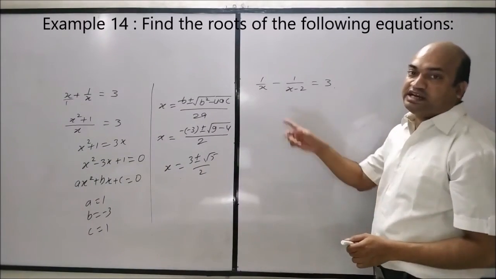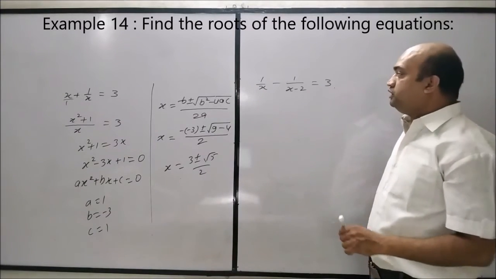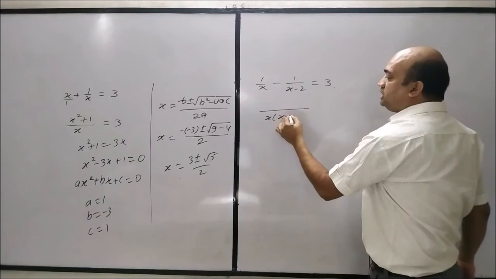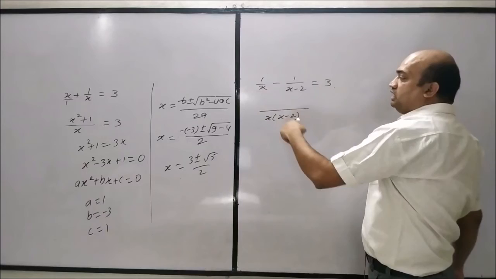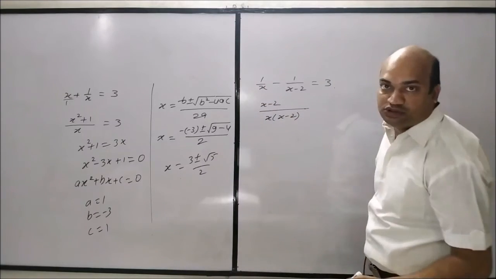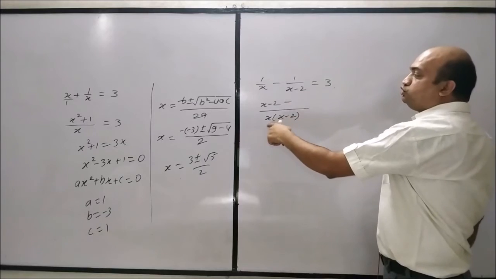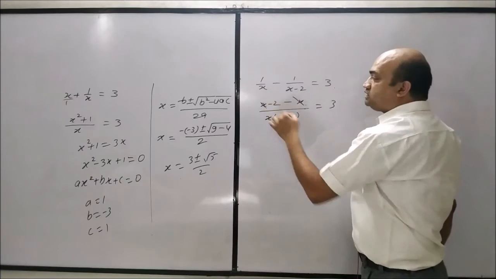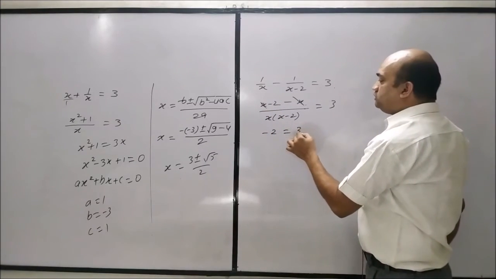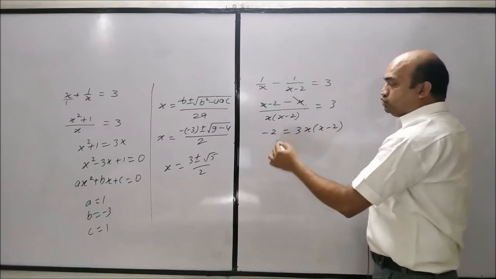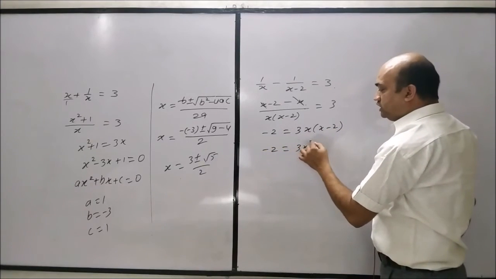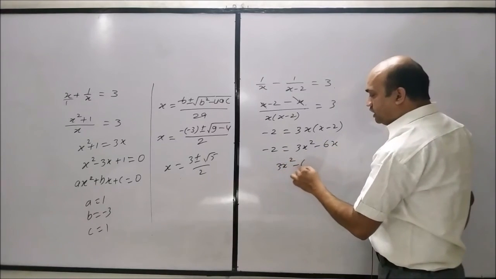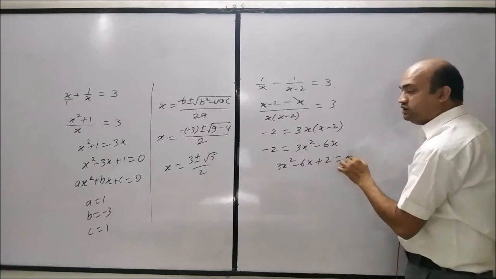This is another question, the second part of example number 14. We have to find the roots of this quadratic equation. We take here LCM. LCM will be x into x minus 2, and this we divide by x minus 2 we will get, that we multiply to the numerator, and this we divide by x minus 2 we will get x, that we multiply to the numerator. 3 same, this we cross multiply here. Here minus x and plus x we cancel. It is minus 2 is equal to 3x into x minus 2, that is minus 2 is equal to 3x square minus 6x, or 3x square minus 6x plus 2 is equal to 0.